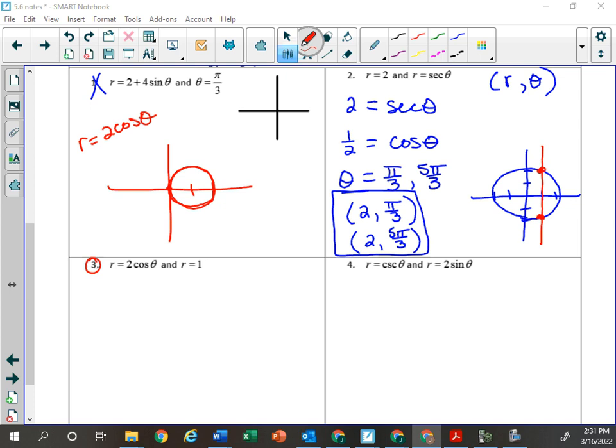Oh yeah, that is how two circles work. Wait, can you say what you just said? Yeah, sure. So this is a circle off to the side. That's what I've drawn up there. This is a circle centered at the pole with a radius of 1.